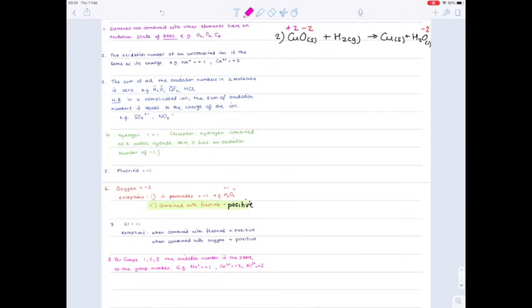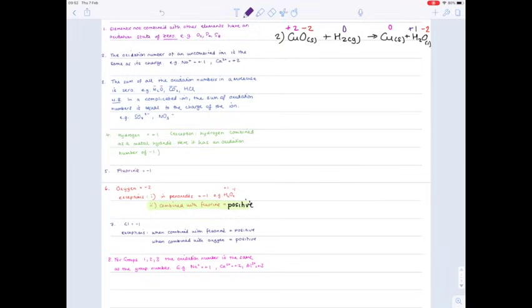And then on the right hand side it exists as an uncombined element. According to rule 1, its oxidation state must therefore be 0. Hydrogen now, hydrogen exists as an uncombined element on the left hand side, its oxidation number is therefore 0. On the right hand side, it exists in water, the net charge must be 0. So that means that each hydrogen has an oxidation number of +1.